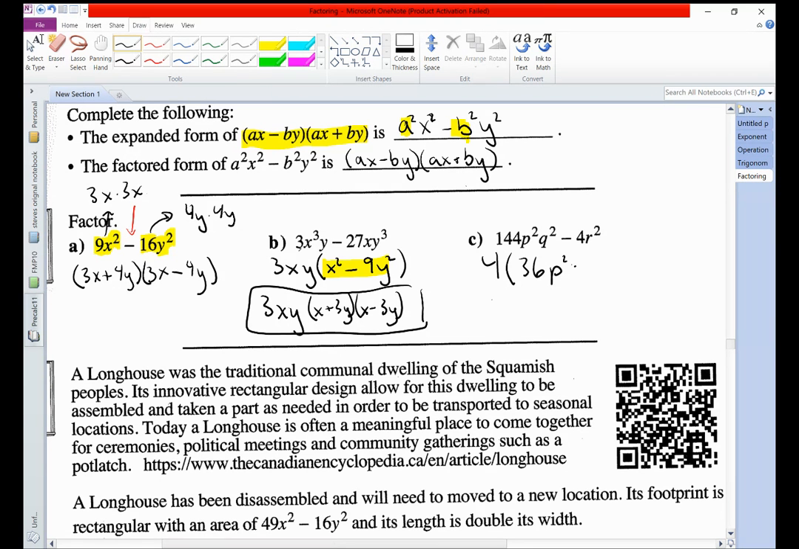So now we have 36p squared q squared minus r squared. It didn't change any of my perfect squares. 36 is a perfect square, p squared is a perfect square, q squared is a perfect square, and r squared is a perfect square.